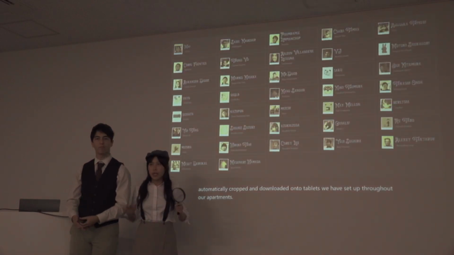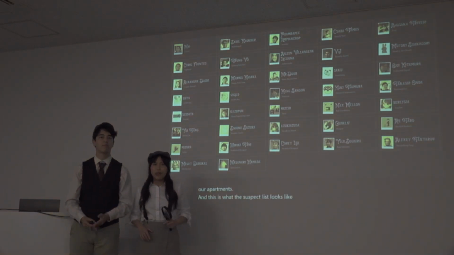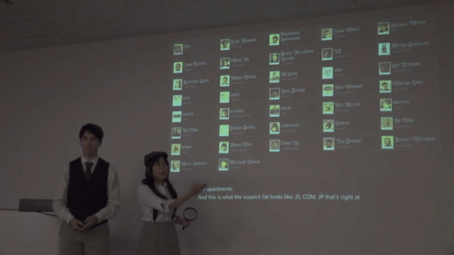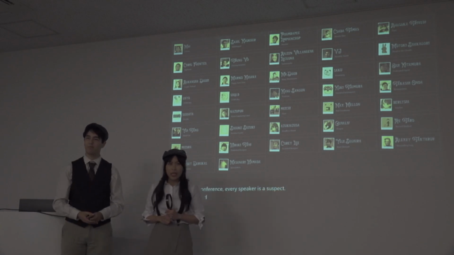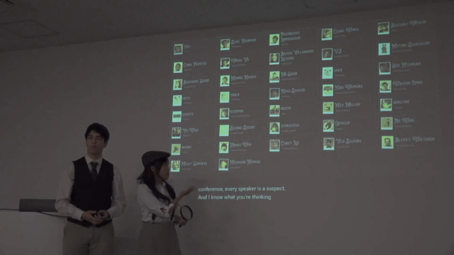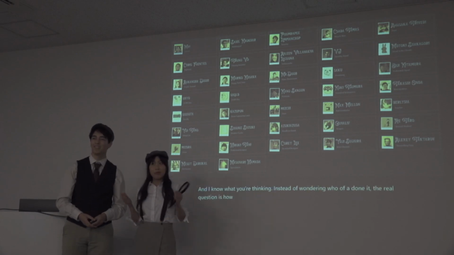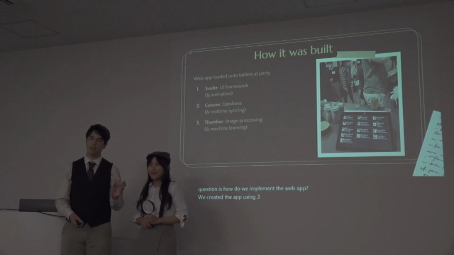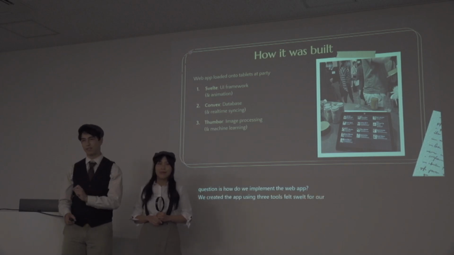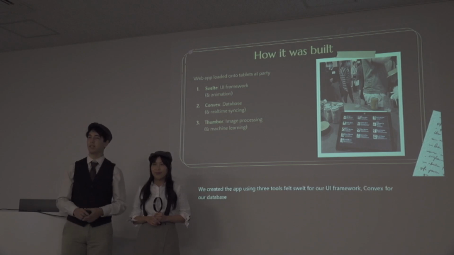And this is what the suspect list looks like at JSConf JP. That's right. At this conference, every speaker is a suspect. And I know what you're thinking. Instead of wondering who of them done it, the real question is, how do we implement the web app? We create the app using 3 tools: Svelte for our UI framework, Convex for our database, and Thumor for machine learning-powered image processing.